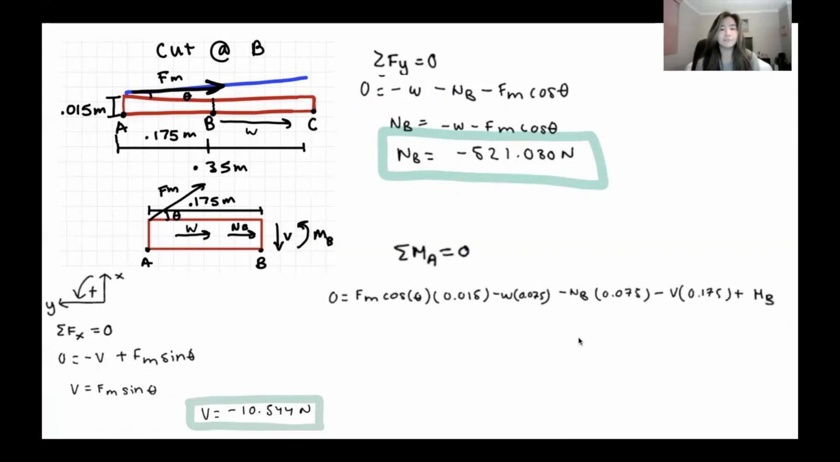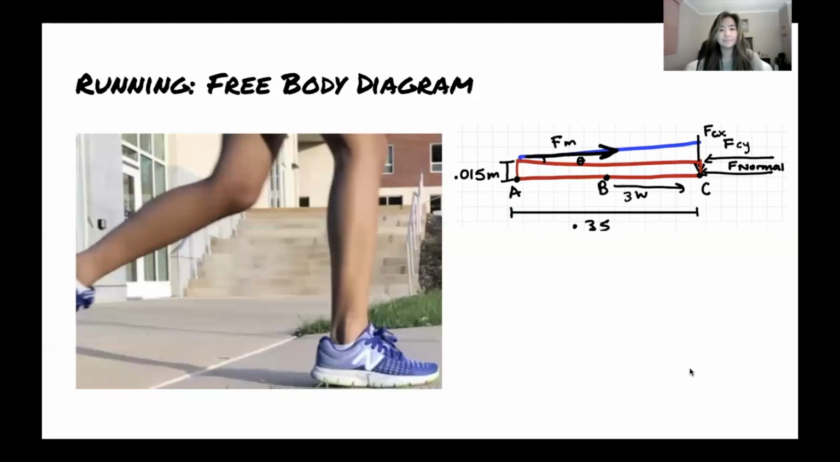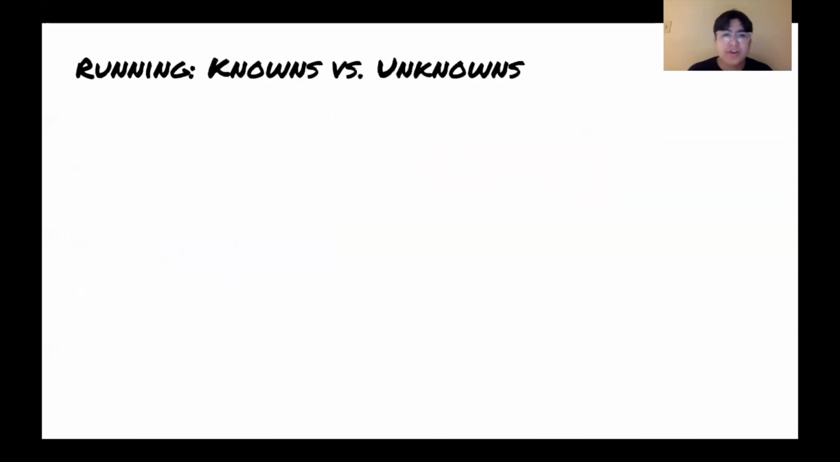Here we're going to solve for the moment at point B and plug in the knowns, and we'll get negative 1.193 newton meters. Now we're going to solve for the athlete in the running position. We're using the same free body diagram as before. Let's look at our unknowns and knowns.